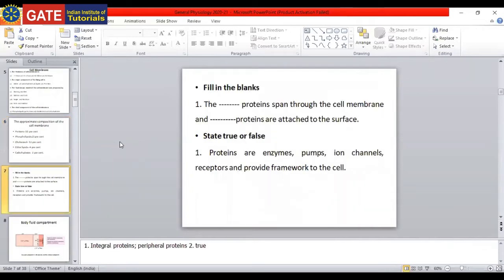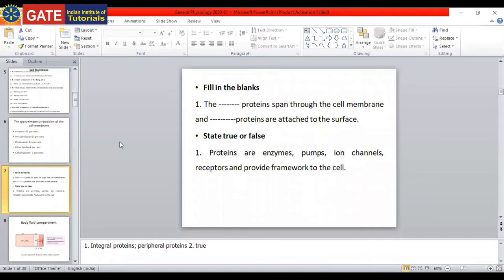So what is it that spans the cell membrane? Well, there are two different types of proteins. The one which will span the cell membrane is called the integral proteins, or you can also call them transmembrane proteins. And the one which is on the surface of the membrane, on the periphery, is called the peripheral proteins.